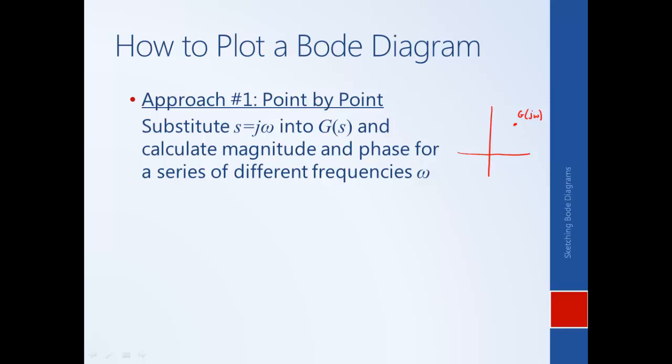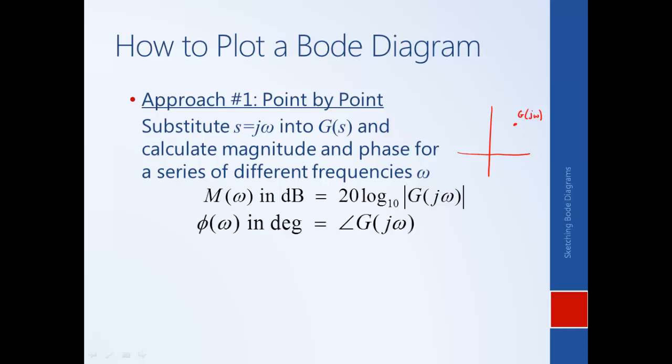So for a sinusoidal input of frequency omega, we get the magnitude from the magnitude of the transfer function, this complex number, where we convert it into decibels by taking the log base 10 of the number and multiplying it by 20. And then we get the phase by taking the angle of the complex number.